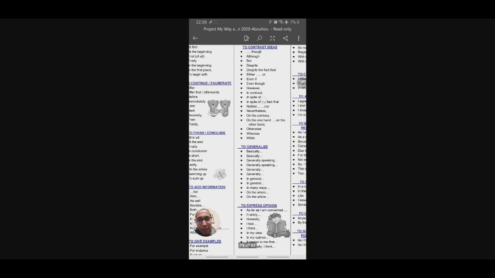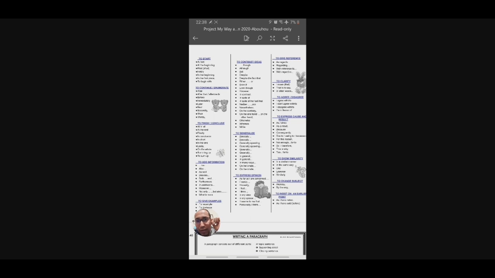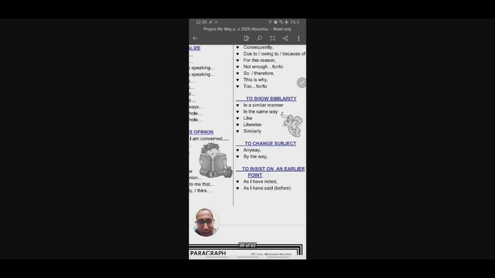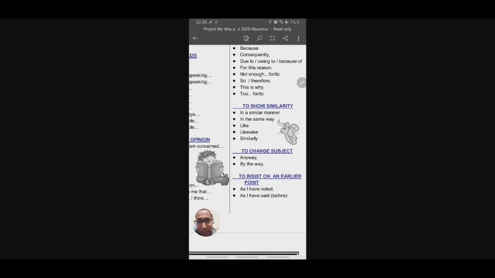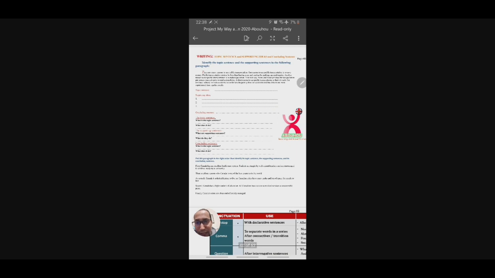Complete the following sentences using what we've done before, which is on the top, and then writing a paragraph. Then we have all the useful expressions we use in writing. For example, to start, we say at first, at the beginning, first of all, firstly. To contrast ideas: though, although, but, despite the fact that, either, or, even if, and so on and so forth. Conclusion: to insist, as I have noted, and as I have said. To show similarity: in a similar manner, in the same way, likewise. And then we have basic paragraph writing.